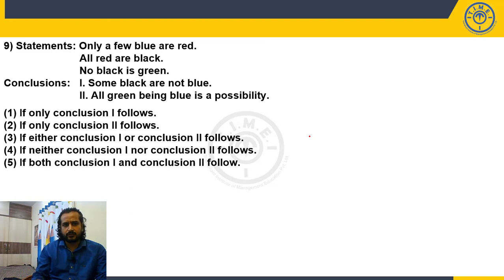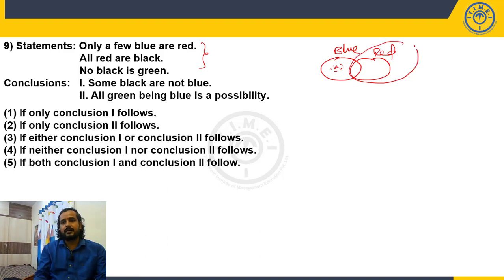Now see the question, only one question is given. So for the given statements, draw the basic diagram. Only a few blue are red. So definitely some part of the blue should be outside the red. And next, all red are black. So all red are within the black. Next, no black is green. So these are the basic diagrams.